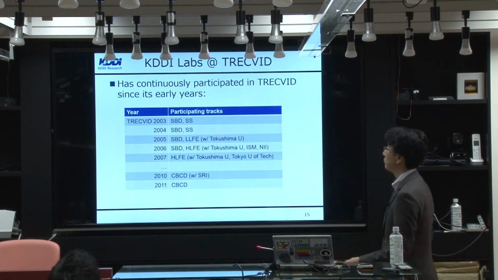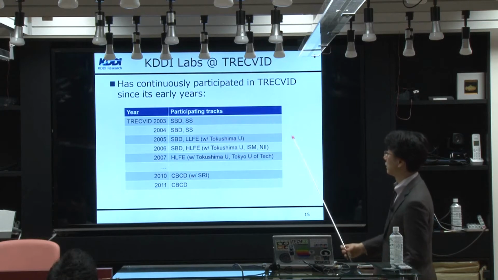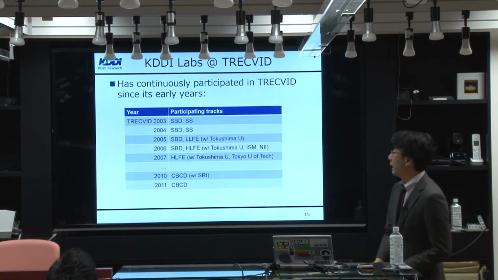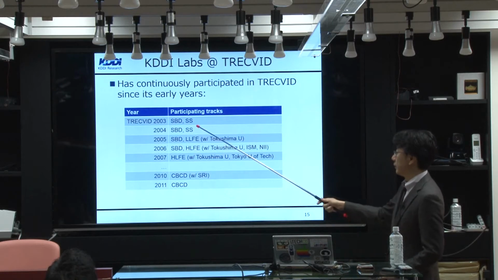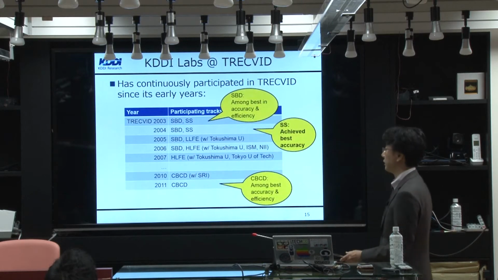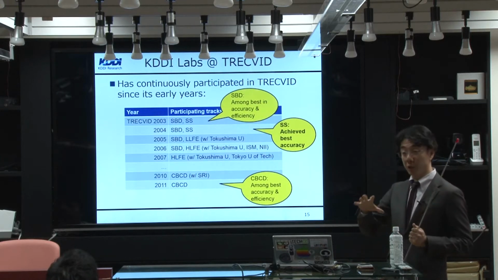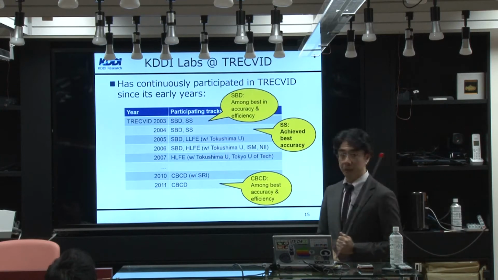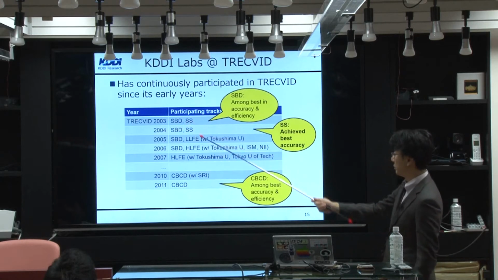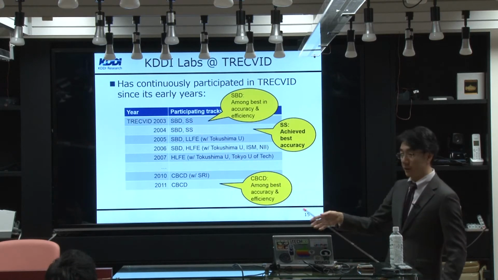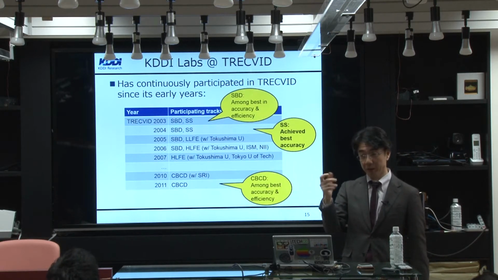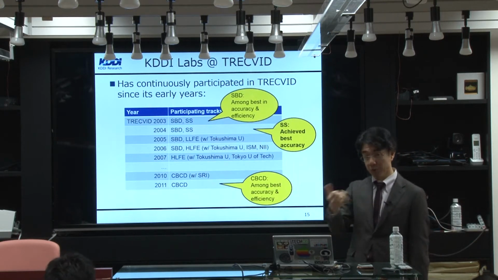Our company has continuously participated in TrekVid since its very early years, starting from 2003, and these abbreviations represent some tasks that were going on within the TrekVid workshop. So SBD is shot boundary detection, which is to detect cut points within the video when cameras change, for example.